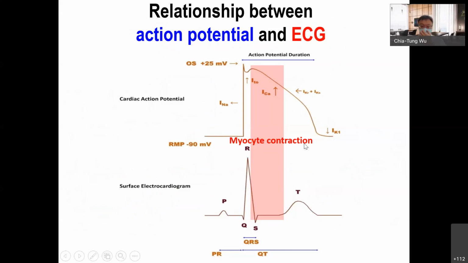So our myocyte contraction happens at phase 2, at the plateau phase. And the bottom figure is the ECG. So the contraction phase actually is at the ST segment, shortly after the QRS. QRS means the signal conduction through the ventricle. And after the conduction, the myocyte contracts at the ST segment.